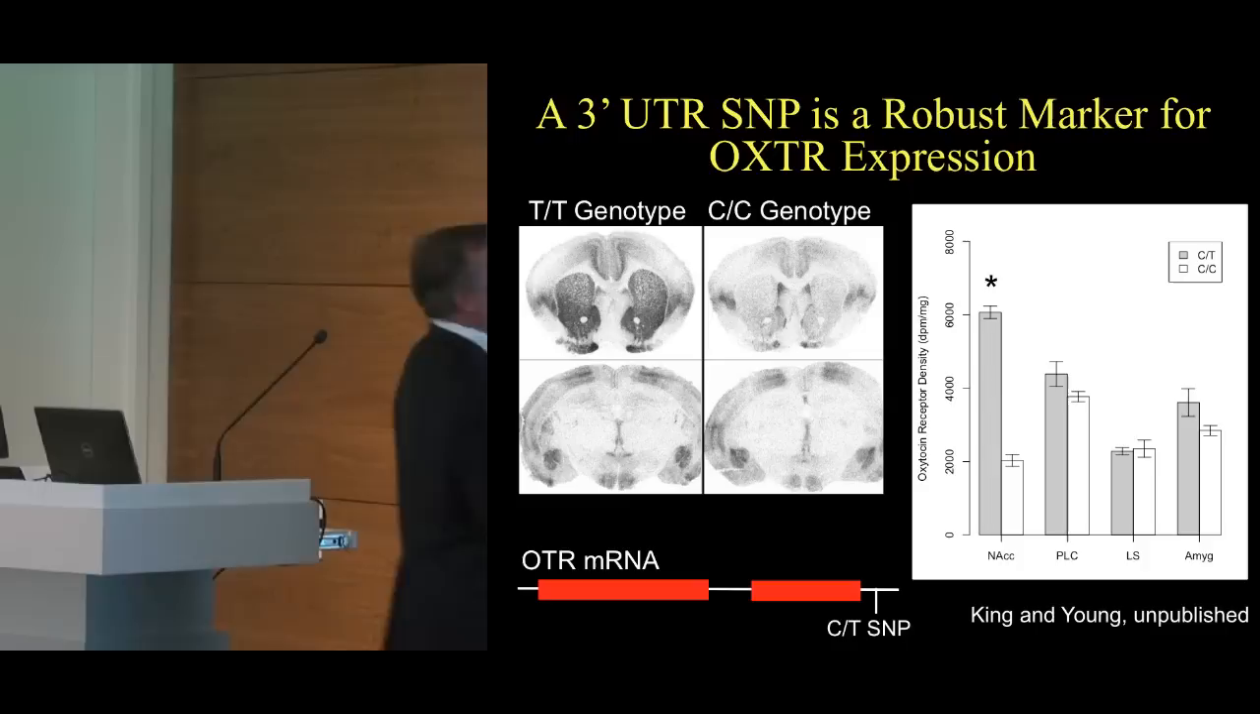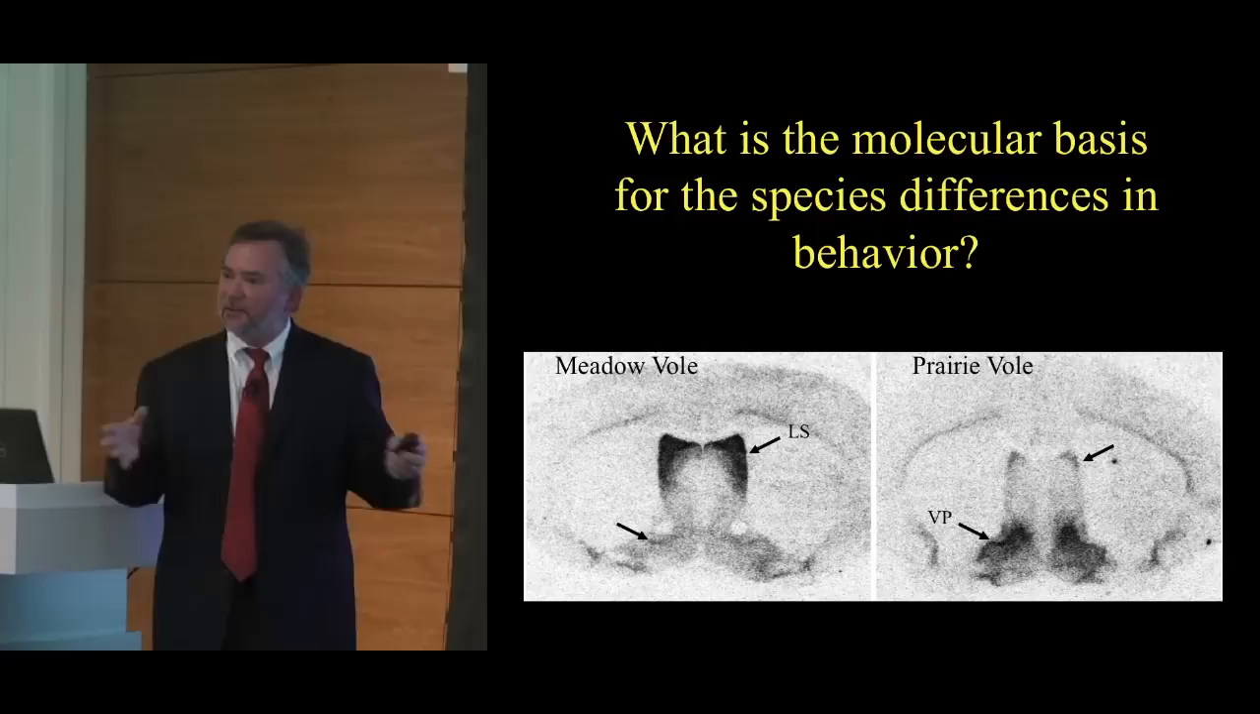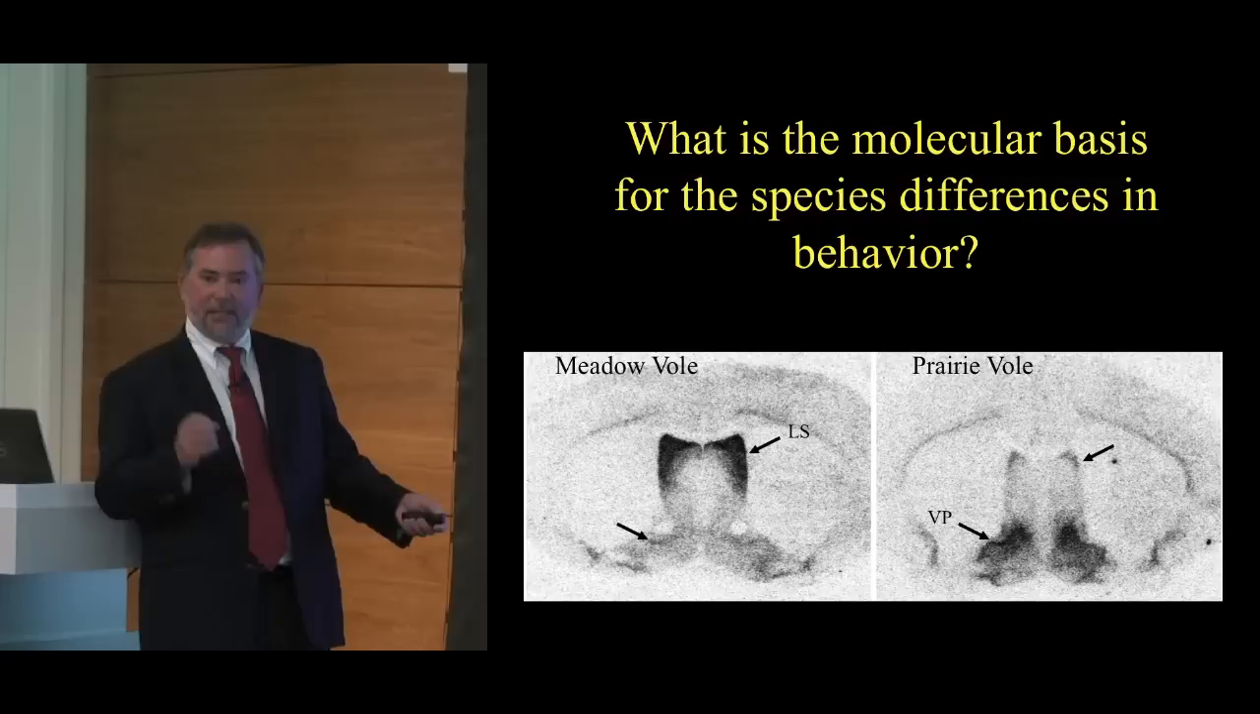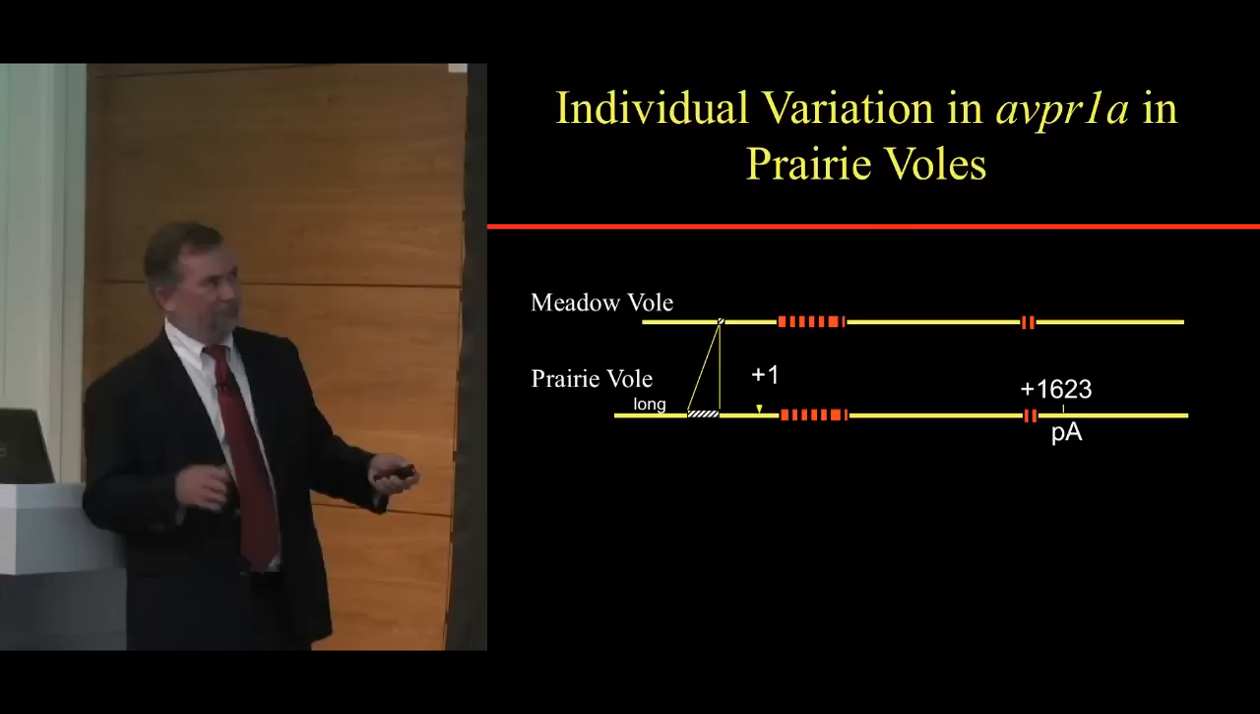This work was actually done quite a long time ago, but what I was interested in when I first started working with this system is what is the molecular mechanism that gives rise to the species differences in expression, right? It comes down to a difference in expression level of this gene in this brain area. So I sequenced the gene for the vasopressin receptor between the meadow and the prairie voles and found that, not like you would expect, throughout the gene, they're about 99% identical.